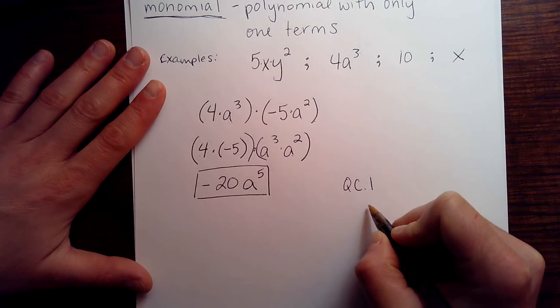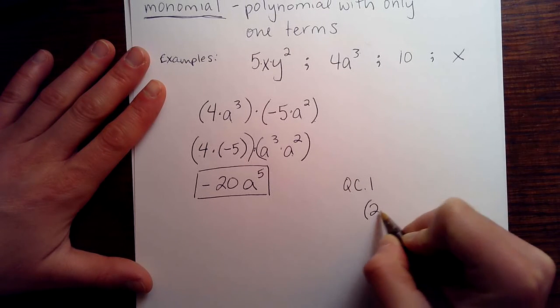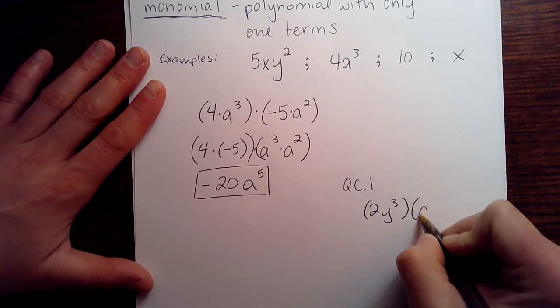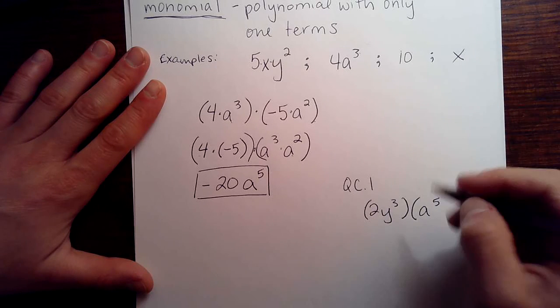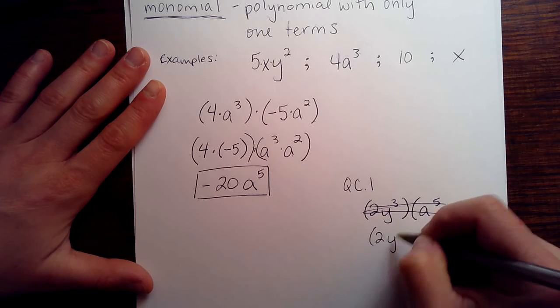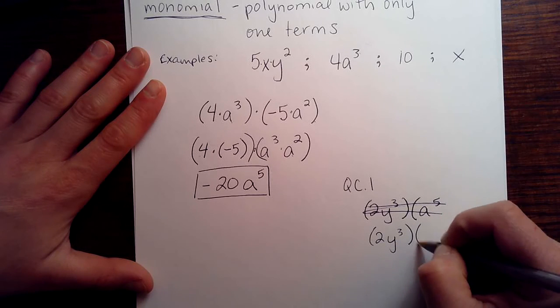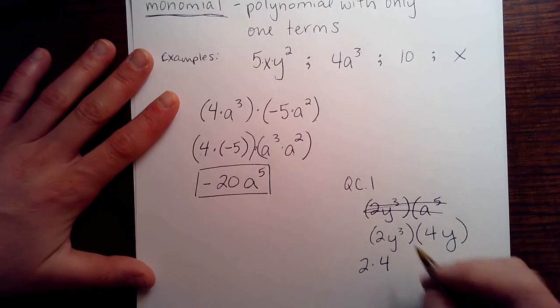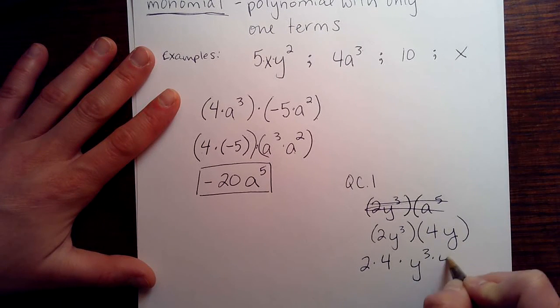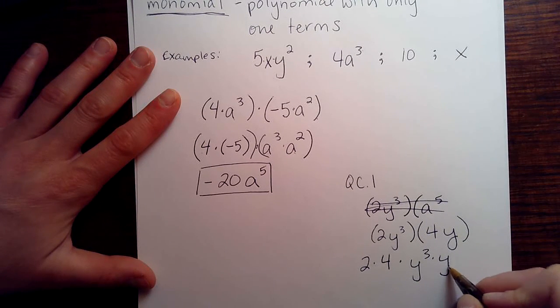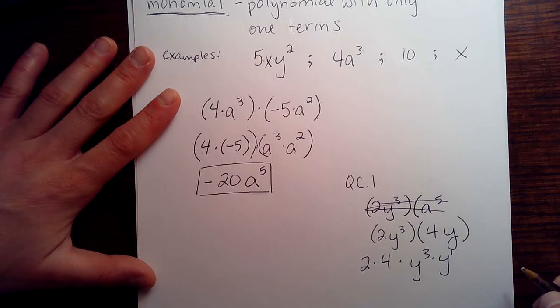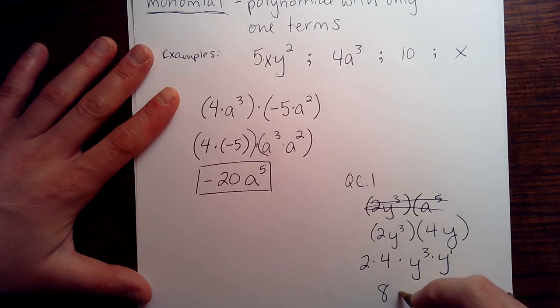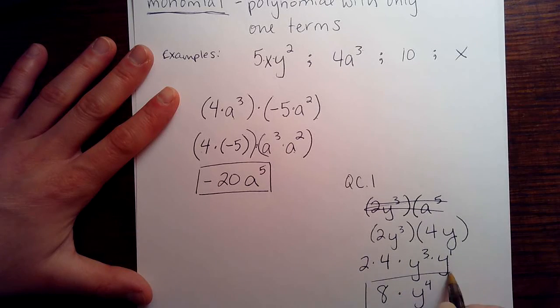Alrighty, when we multiply, our quick check is 2y to the third times 4y. I mixed up 2 problems there. I can rearrange 2 times 4, the coefficients I can multiply together. And then y to the third times y, this is where that comes in handy. Y is the same as y to the first. 2 times 4 is 8. And then I add 3 plus 1, so y to the 4th.